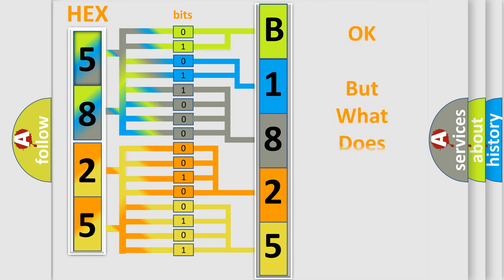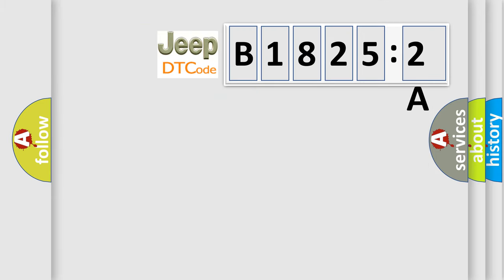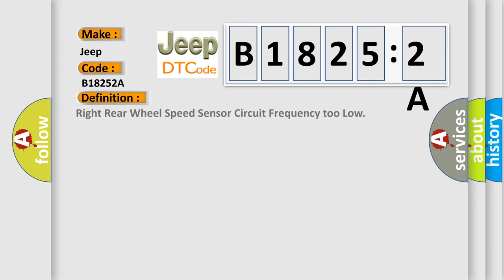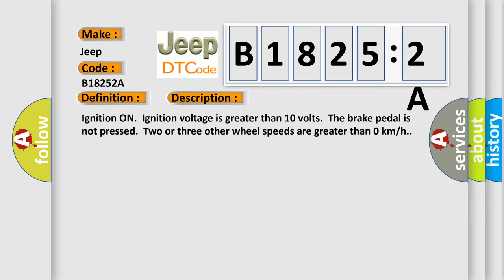The number itself does not make sense to us if we cannot assign information to what it actually expresses. So, what does the diagnostic trouble code B1825-2A interpret specifically for Jeep? The basic definition is: right rear wheel speed sensor circuit frequency too low. And now this is a short description of this DTC code. Ignition on, ignition voltage is greater than 10 volts. The brake pedal is not pressed. 2 or 3 other wheel speeds are greater than 0 km per hour.